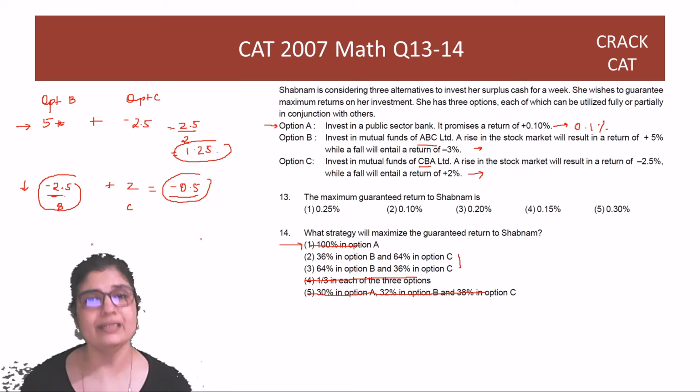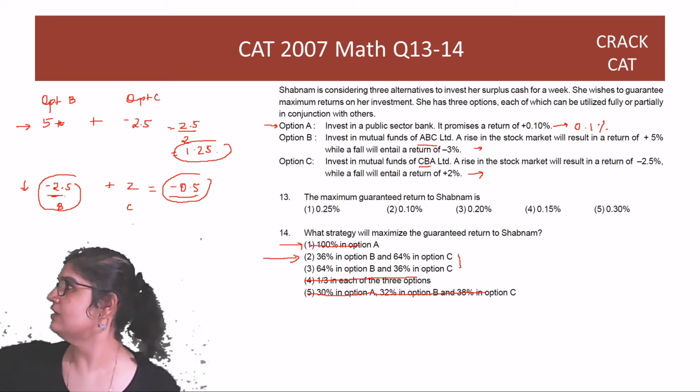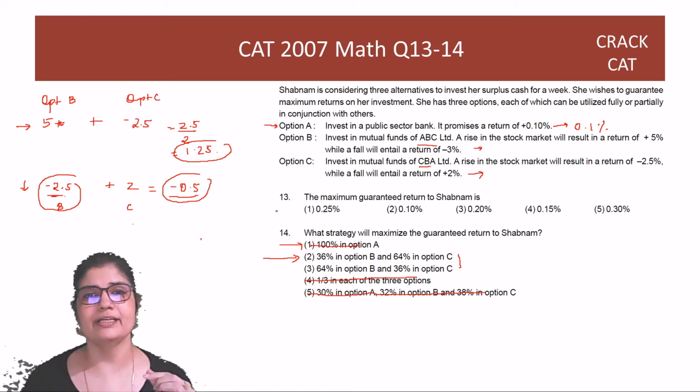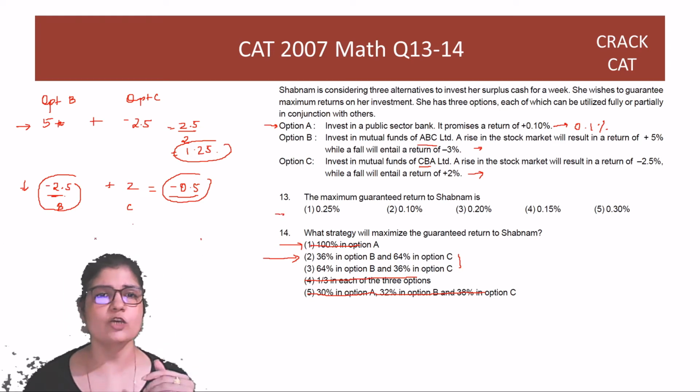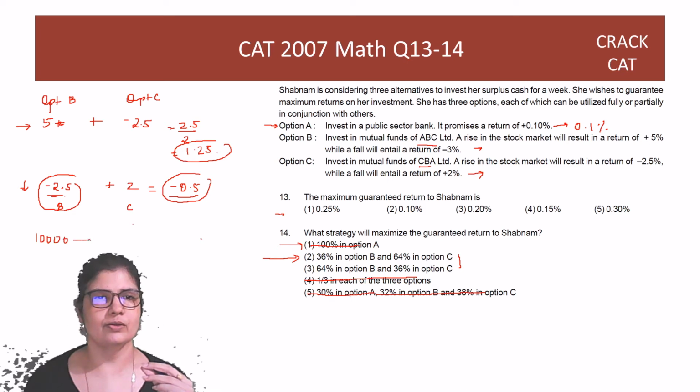So you will increase in option C, right? And you will decrease in option B. So you should check this option, guys. If you solve the 14th question first, correct, then you will get the answer to the 13th as well. So let us say you put 36%. So you have 10,000 rupees, okay? You put 3600 in B and 6400 in option C.